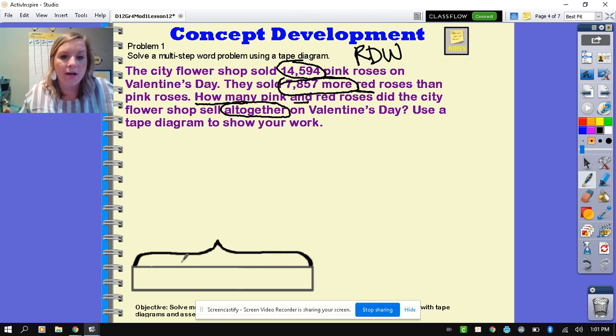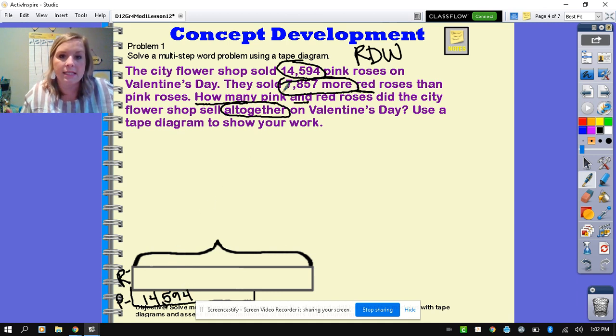So we have part of a tape diagram made here. I'm actually going to add on to it. So I'm going to start here with the pink. Actually, I'll put my pink down here. Okay, so my pink, I'm going to label that here. And my red, I'll put here. So pink roses and red roses. So pink roses, we know for sure they had 14,594 that were sold on Valentine's Day.